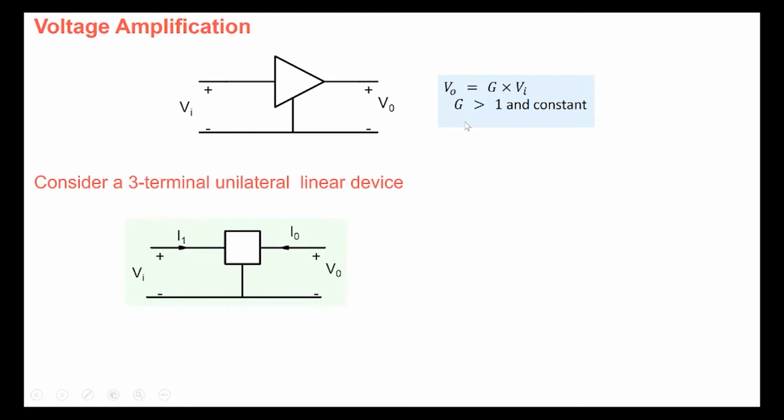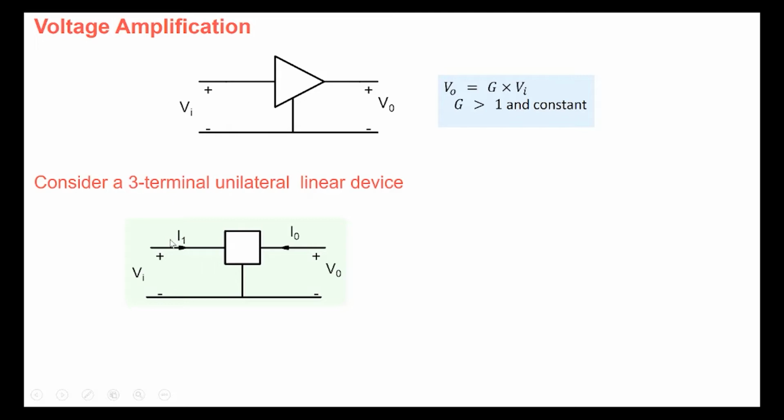So how can we build an amplifier like this? The objective is that we want to build a voltage amplifier with a gain which is constant and greater than 1. Suppose, just for the sake of discussion, we have a three-terminal device available to us, shown over here. It's a linear device, and it's a unilateral device. Unilateral means the input will affect the output, but the output can't affect anything on the input side. Meaning that if I change the output voltage, it cannot alter the input current flowing into the circuit.